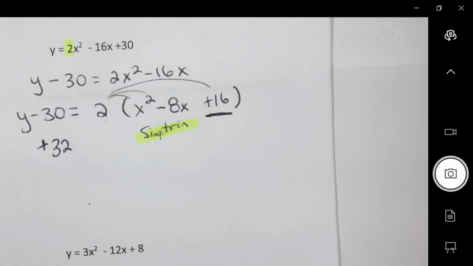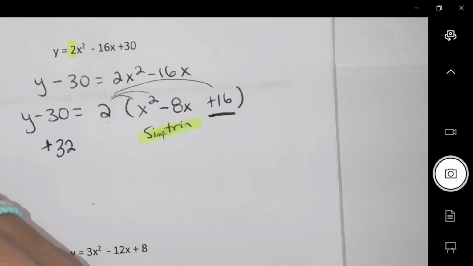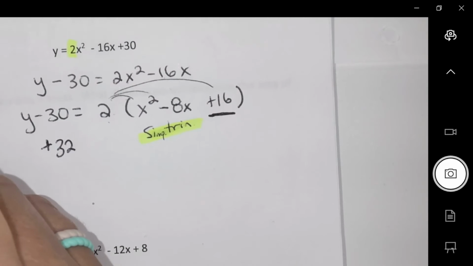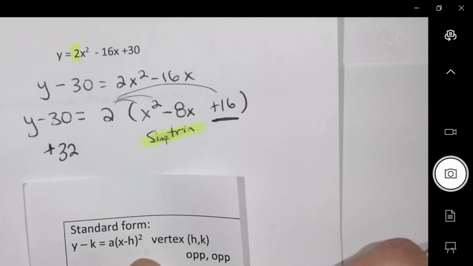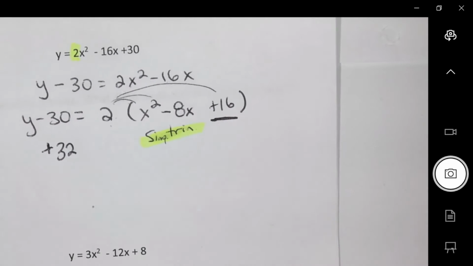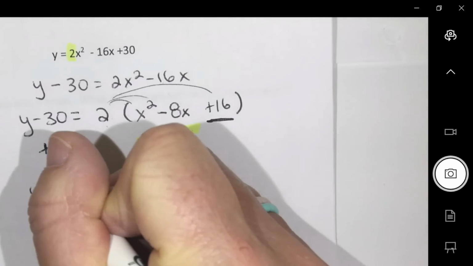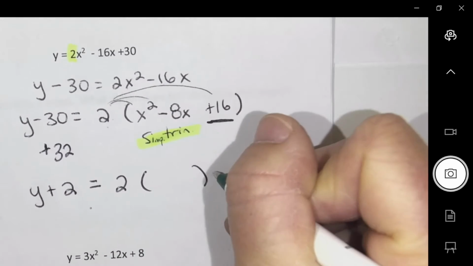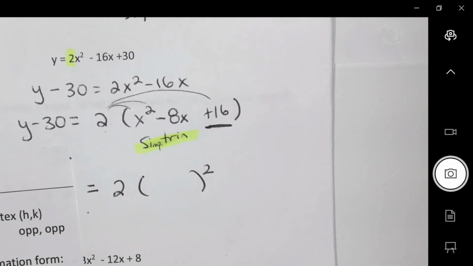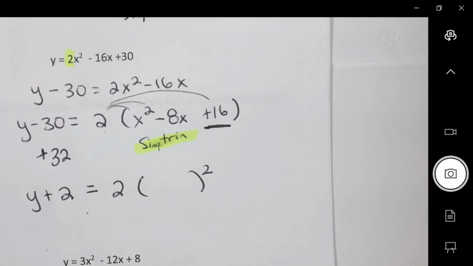Okay, step 5 is the same. Final form. You remember what it needs to look like? On your little formula sheet, we know that it needs to look like this at the very end. So y plus 2 equals 2 bracket squared. Needs to look exactly like that.